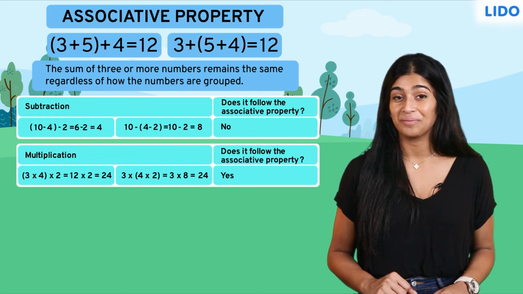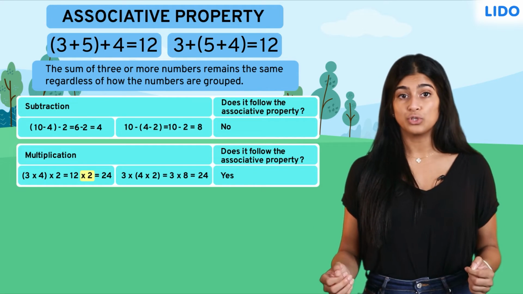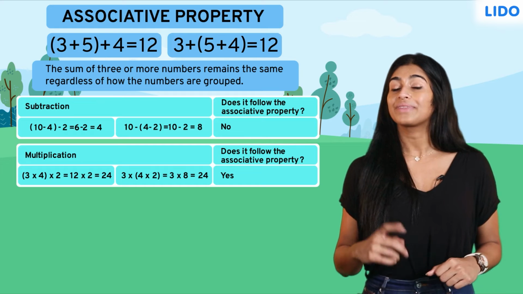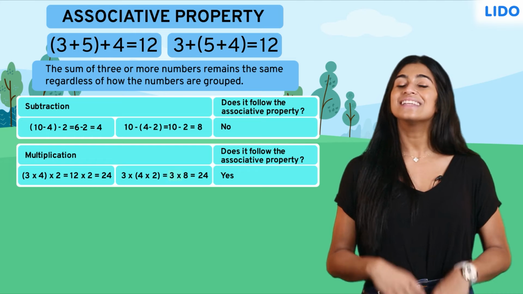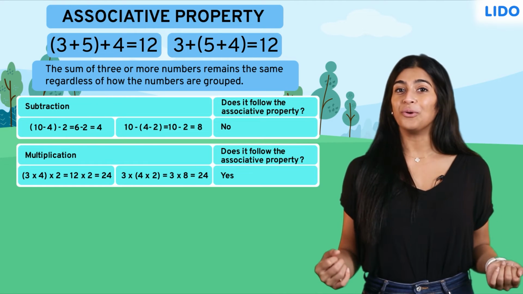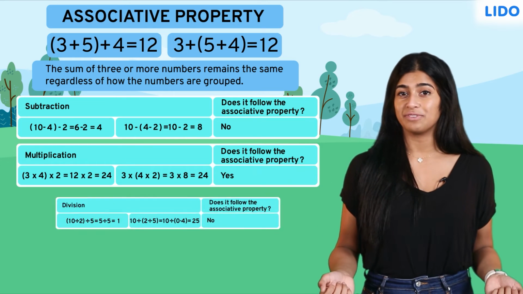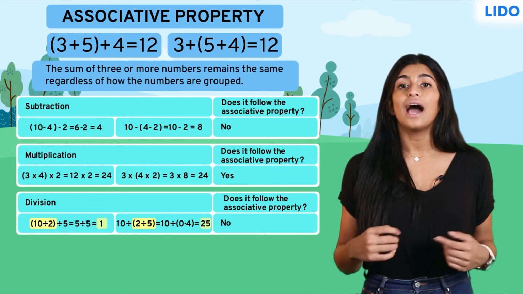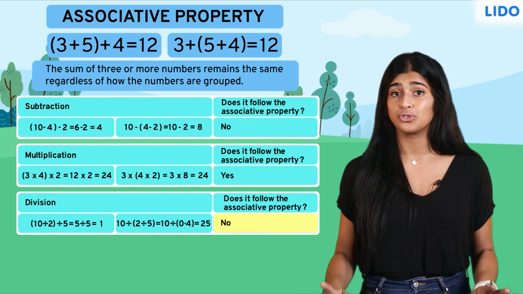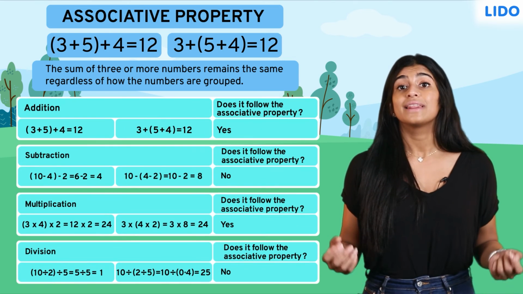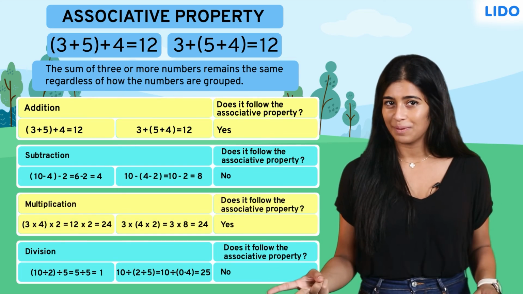Let's check for multiplication. Notice that if I multiply 3 and 4 first and then the result by 2, I get 24 as the answer. And if I multiply 4 and 2 first and then the product by 3, I still get the same answer. So, the associative property holds true for multiplication. What about division? As you change the groups, the answer also changes. So, the associative property does not hold true for division. We can conclude that the associative property is applicable to only addition and multiplication.